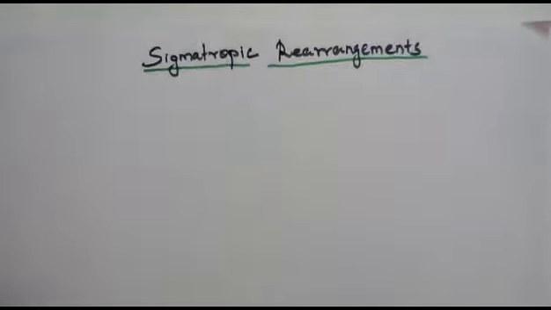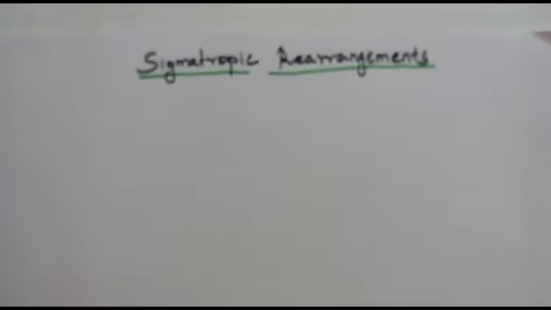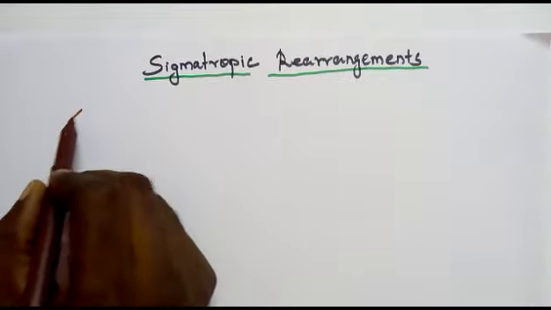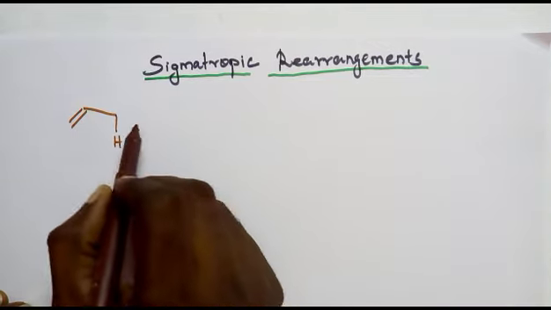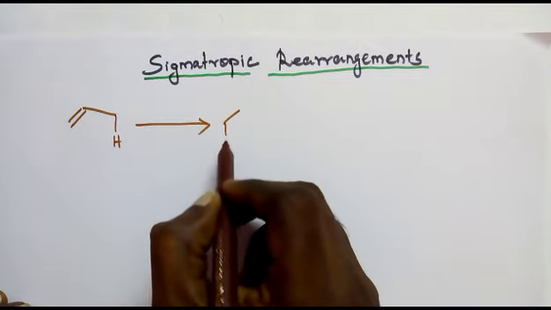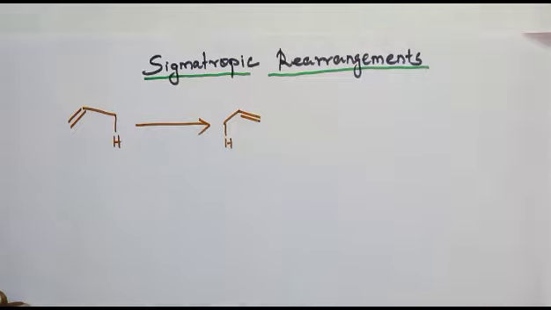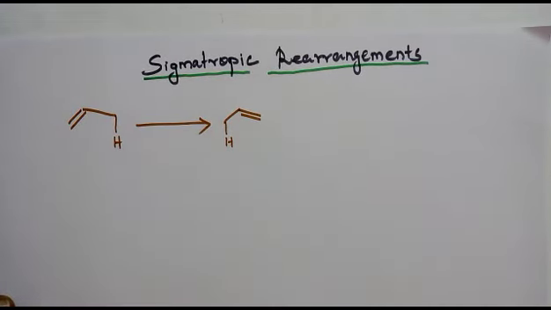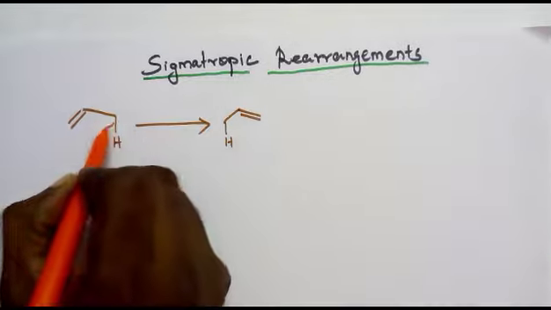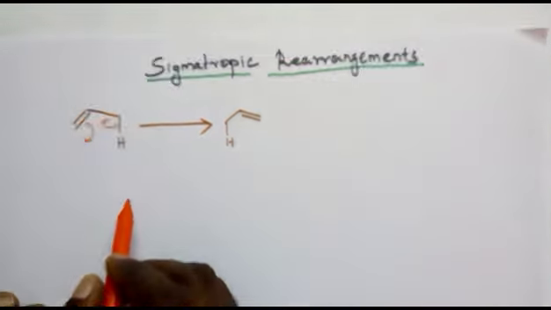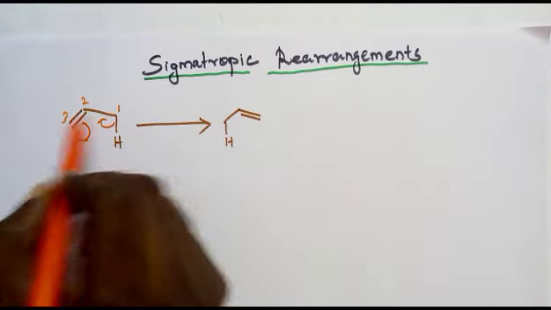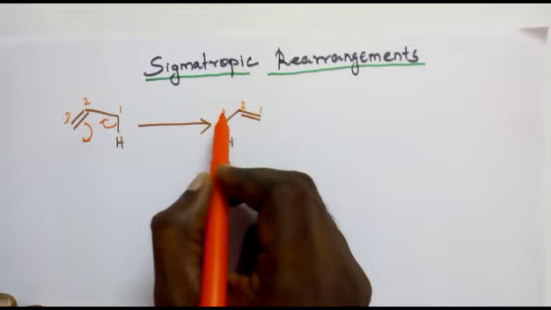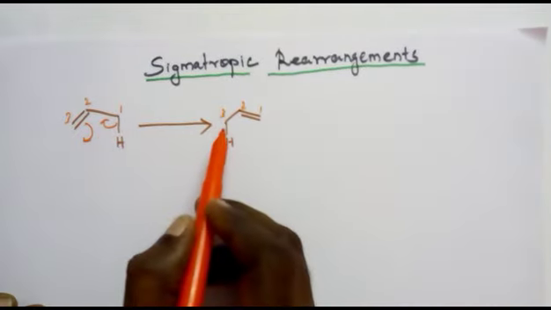Friends, in this video we are going to study sigmatropic rearrangements. What is a sigmatropic rearrangement? Take this example. What is happening here? Hydrogen migrates. The hydrogen migrates from carbon number 1 to carbon number 3. Okay, 1, 2, 3. So hydrogen at carbon number 1 migrates to carbon number 3.